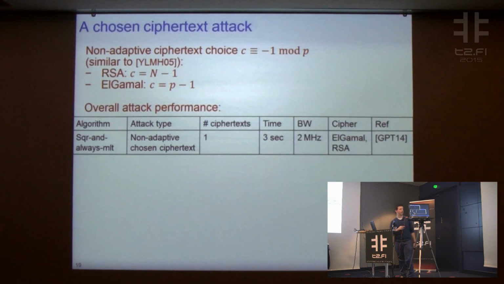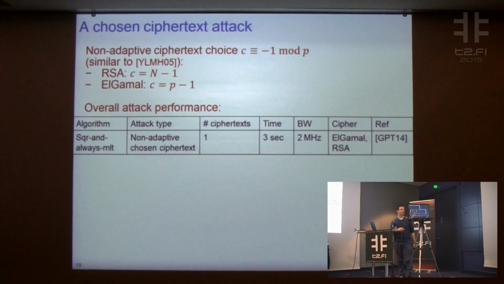And let me summarize our attack. So we attack the squaring and always multiply algorithm with a non-adaptive chosen ciphertext. We need only one ciphertext, this -1 modulo p. It takes only 3 seconds of measurement to extract the full secret key, and it takes 2 megahertz of bandwidth. And it works both on ElGamal and RSA.